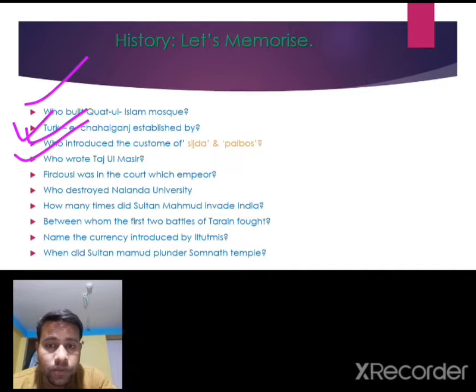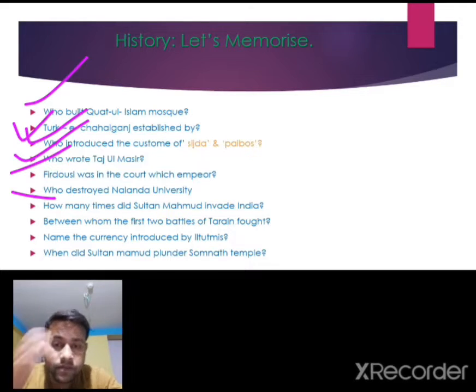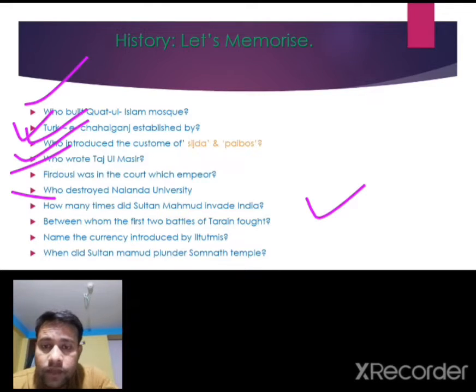And Firdausi was in the court of which emperor? Firdausi was definitely in the court of Sultan Mahmud. Next, who destroyed Nalanda University? Nalanda University was destroyed by Bakhtiyar Khilji. Actually, he was the general of Ghuri. Now the next question: between whom were the first two battles of Tarain fought? The first two battles of Tarain were fought between Muhammad Ghuri and Prithviraj Chauhan.